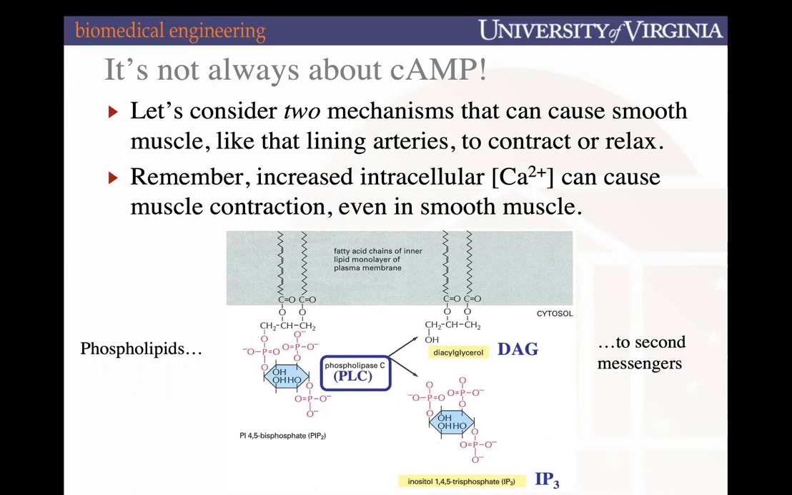And so when that happens, we have our fatty acid chain with our glycerol group. That's called DAG, or diacylglycerol. And down below, we have an inositol triphosphate. The phosphate group, along with the inositol, creates this inositol triphosphate, or IP3. So two second messengers that we get from one phospholipid that's normally in our plasma membrane are DAG and IP3. And those second messengers are going to become key when we look at smooth muscle cell contraction or relaxation.